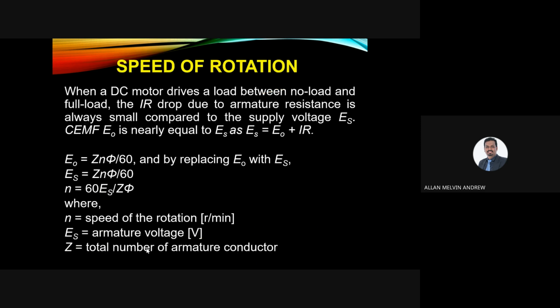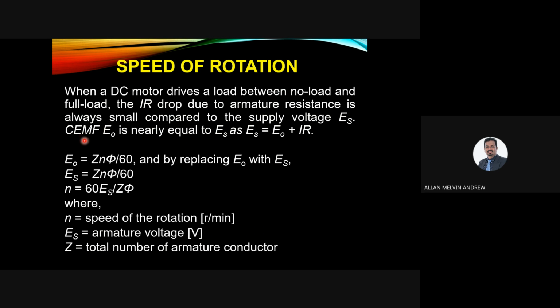Okay. So another important part of a DC motor is the speed of rotation, how fast it rotates. When a DC motor drives a load from no load to full load, meaning from 0 to 100, the IR drop due to armature resistance is always small compared to the supply voltage ES. So when you increase the speed, E0 also increases, so IR will drop.